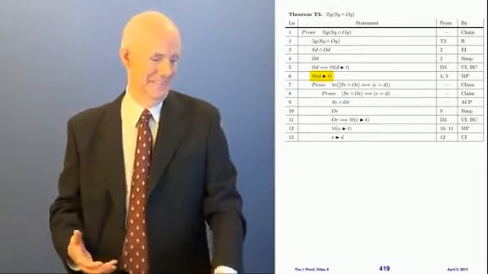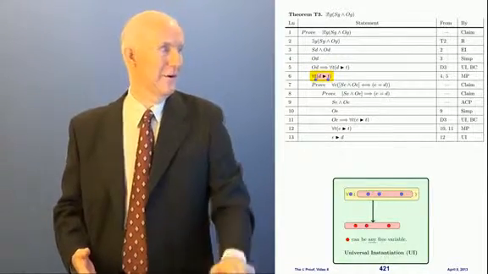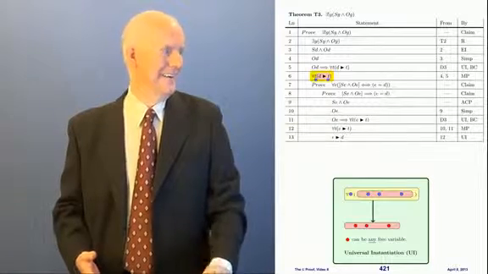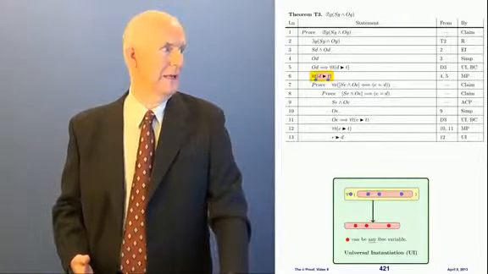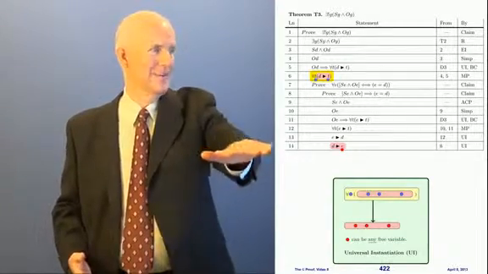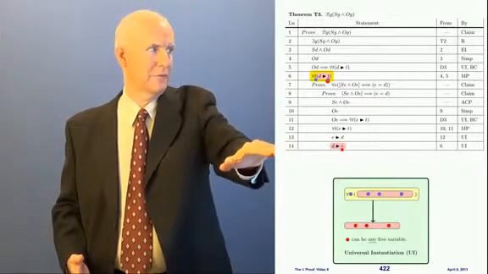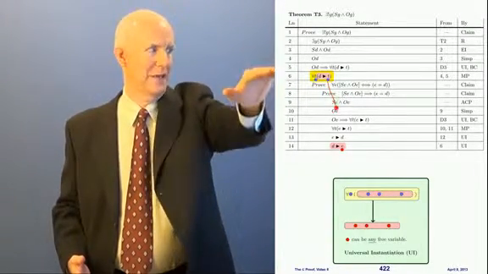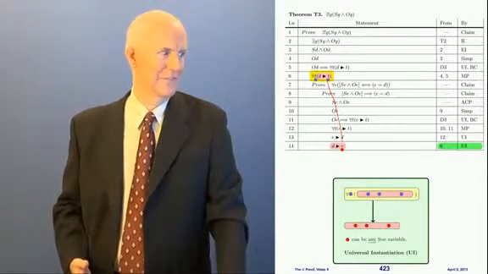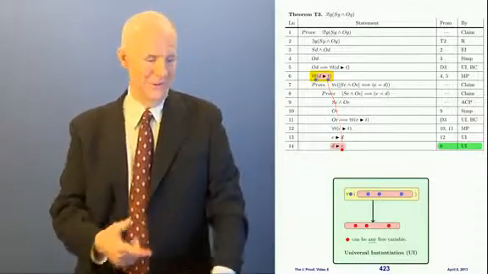All right, so up here on line 6, we're going to use UI there, and our blue variable is t, and so we get to pick anything we want to put in, and so we're going to pick E. All right, so look what I did. I put E in there. I took off the universal quantifier. I took off the for all t, and I put E in where t is. Okay, and now that's by 6 by UI.